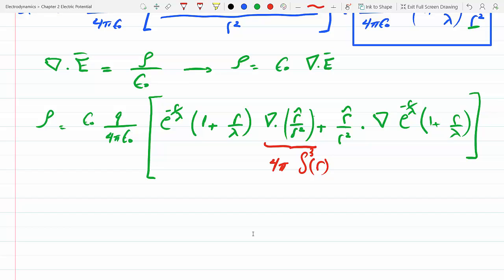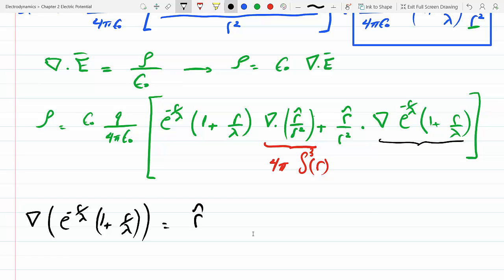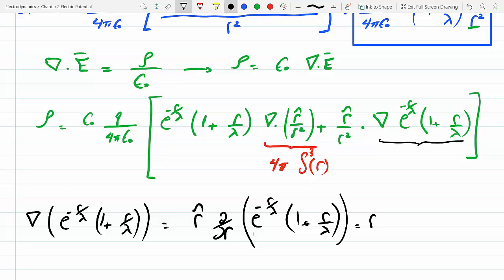So this Dirac delta function picks up the value at 0 and zeroes out everything else. Okay, and so now let me do this on the side. This is the gradient of e to the minus r over lambda times 1 plus r over lambda, and this is going to be in the r direction. So d over dr of e to the minus r over lambda times 1 plus r over lambda, and this is going to be r hat.